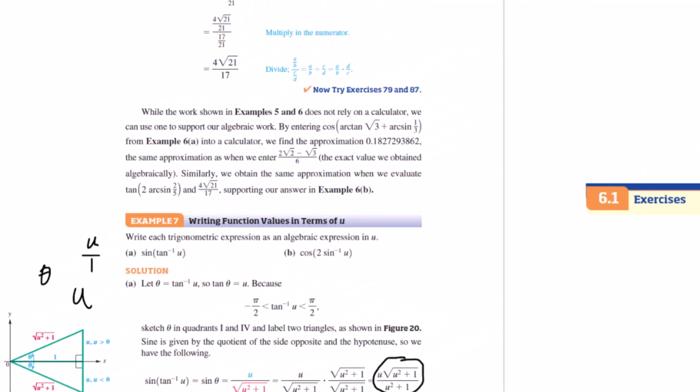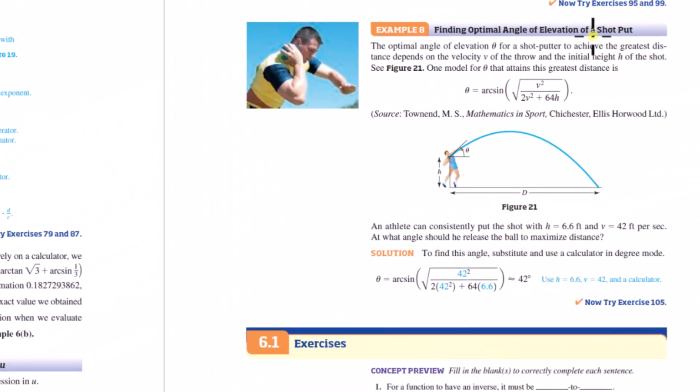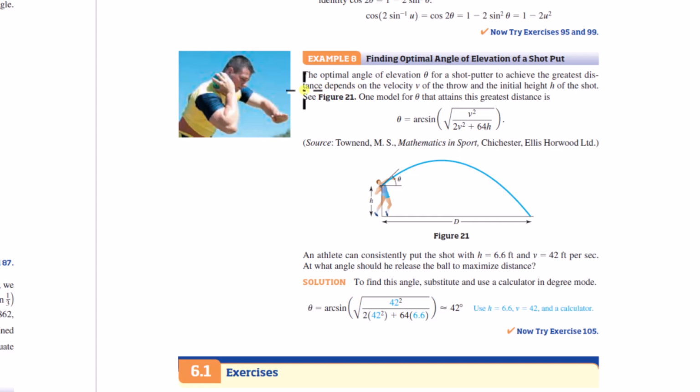Okay, finding the optimal angle of elevation of a shot put. The optimal angle of elevation theta for a shot putter to achieve the greatest distance depends on the velocity v of the throw and the initial height h of the shot. One model for theta that attains the greatest distance is, so this is the optimum angle.